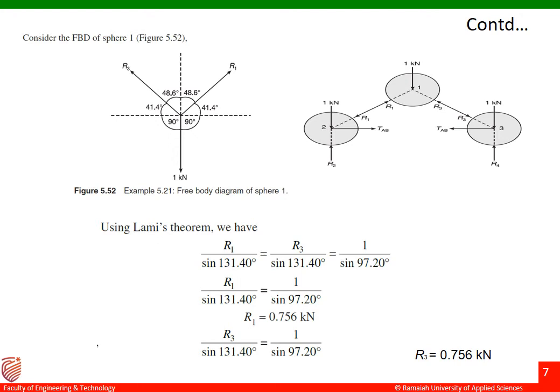Let us go for the free body diagram of sphere 1. This is my sphere 1. In the free body diagram of sphere 1, R1 is going towards this direction, the weight is coming downwards, and one more force, the reaction coming from sphere 3, is going in this direction. The same forces are represented here. Now we have to identify the angles made by each force.